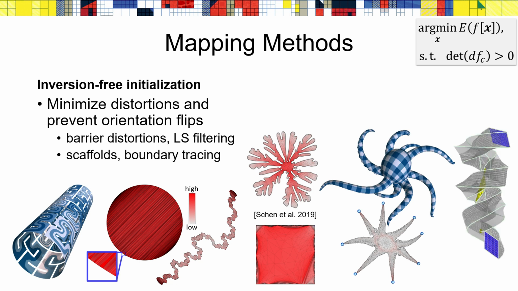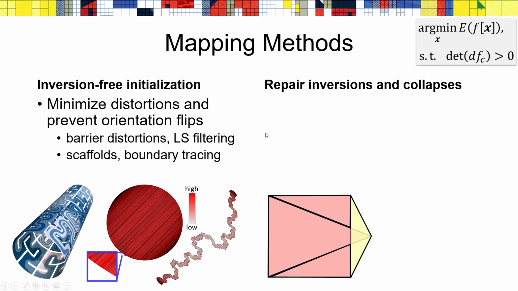And of course, it's much more challenging to compute inversion-free initializations for volumetric problems. So, in view of those limitations, a number of methods were proposed for repairing invalid initializations that contain inverted and collapsed elements. To explain briefly those methods, consider a basic deformation of a triangle grid with one flipped triangle marked in yellow.